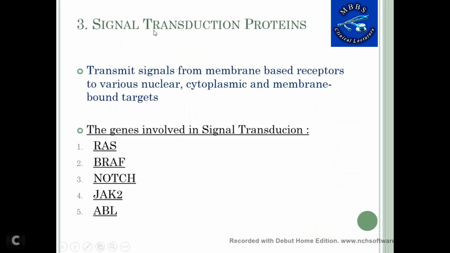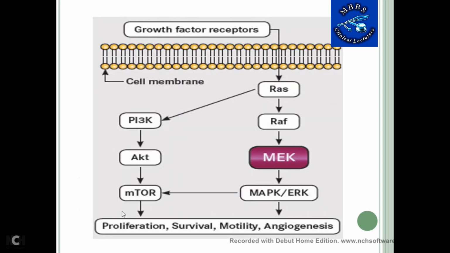Now, signal transduction proteins are many. There are many proteins which take part in carrying signals from the membrane to the cytoplasm, to the nucleus, or to the membrane-bound organelles, like Golgi, like mitochondria. So this signal transmission is very important, and we all know that these signals are transmitted via transduction proteins. These are the types of protein that take part in signal transmission: RAS, BRAF, Notch, JAK2 and ABL.